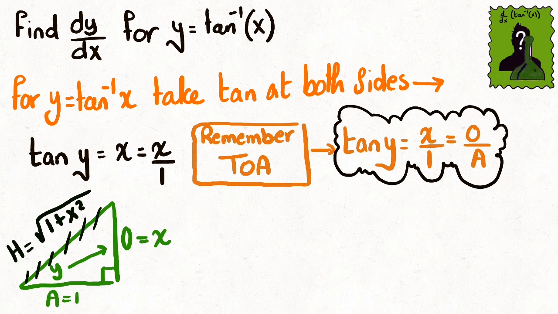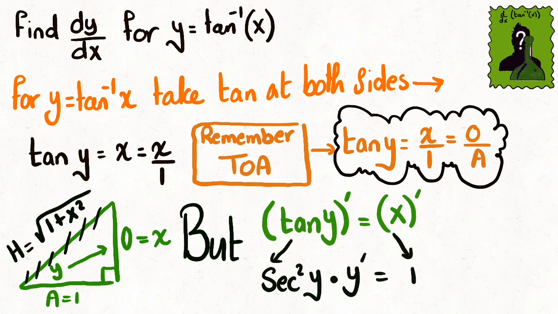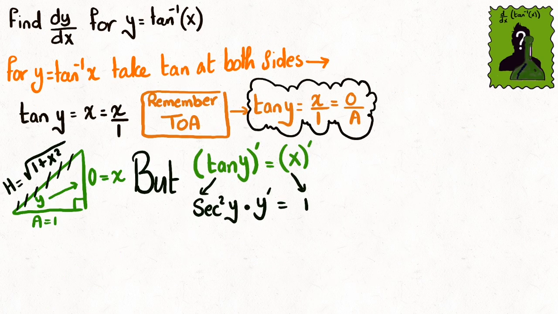I will take tan y equal x, and I will do implicit differentiation. I will differentiate the whole thing with reference to x. Thus I will say the derivative of tan y equals the derivative of x. That would be secant square y times y prime equal 1. Then I will isolate y prime. As you can see, y prime, or the derivative dy by dx, is going to be 1 divided by secant square y.